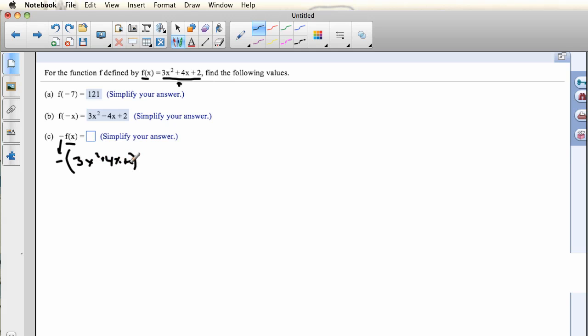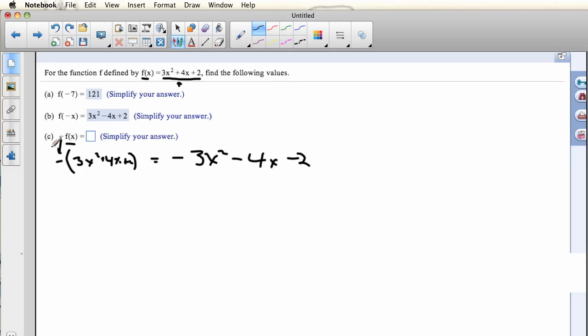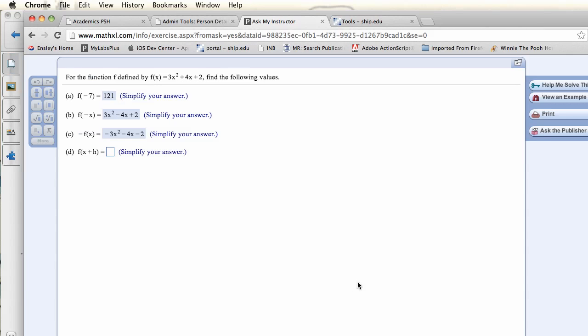Which means this minus sign goes through the parentheses, and I'll have negative 3x squared minus 4x minus 2. See if I can type it correctly this time. Minus 3x squared minus 4x minus 2. Again, well, let me get this on my other screen. Whoops. That is not what I meant to do. Grab this.